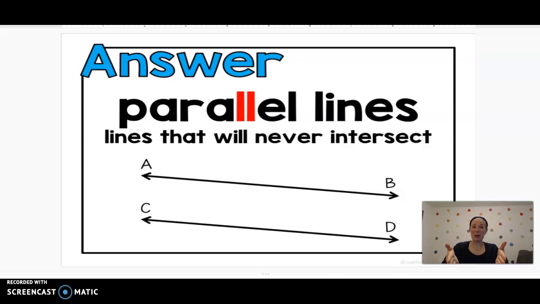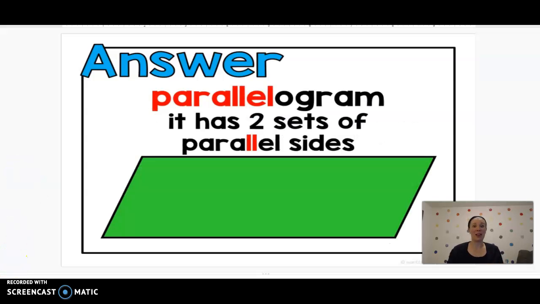So an example of a shape that has parallel lines on both sides is called a parallelogram. A parallelogram has two sets of parallel sides. So go ahead, get your fingers out, and look at the shape in front of you. Do you see how your lines keep going on forever and ever? Okay, check them out. The ones on the side do, the ones on the top and bottom do.